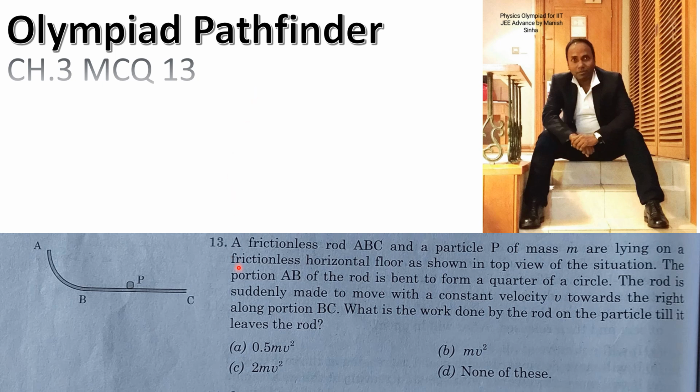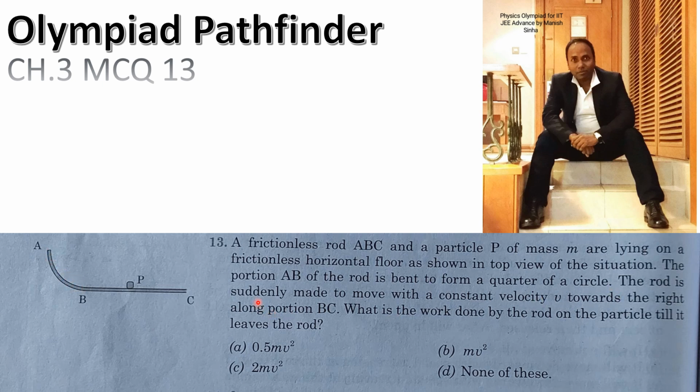The question is: a frictionless rod ABC and a particle P of mass M are lying on a frictionless horizontal floor, as shown in the top view of the situation. The portion AB of the rod is bent to form a quarter of a circle. This AB is a quarter of a circle.